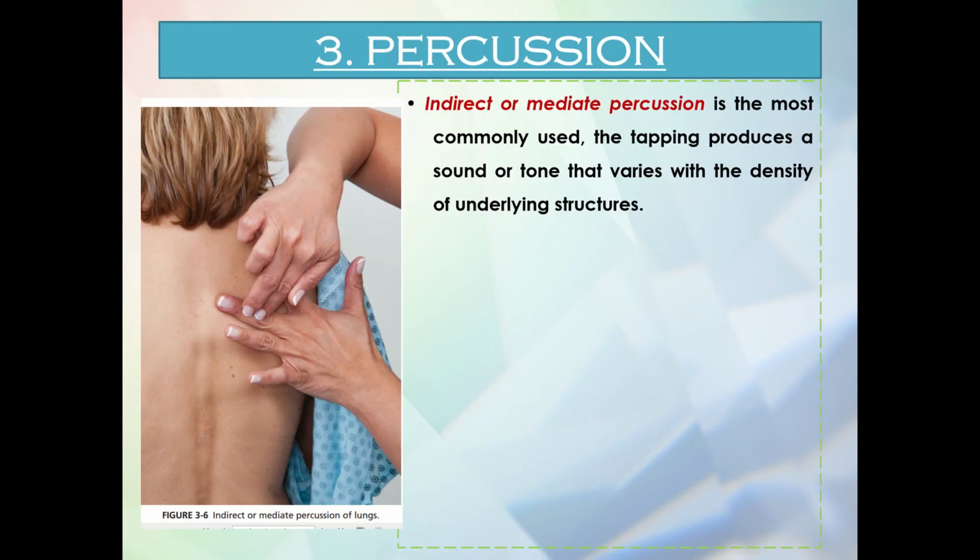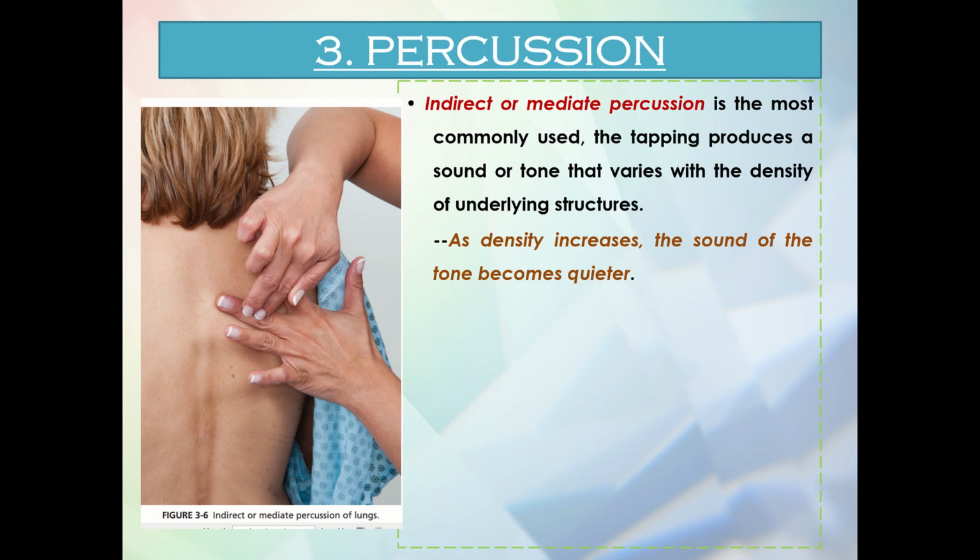And then, the third type of percussion is indirect or mediate percussion. So, it is the most commonly used. So, again, indirect or mediate percussion. So, the tapping produces a sound or tone that varies with the density of the underlying structure, depending on the type of structure na tinatap mo. So, it produces a sound or a tone. Nag-vary siya depending sa density ng structure na tinatap mo.